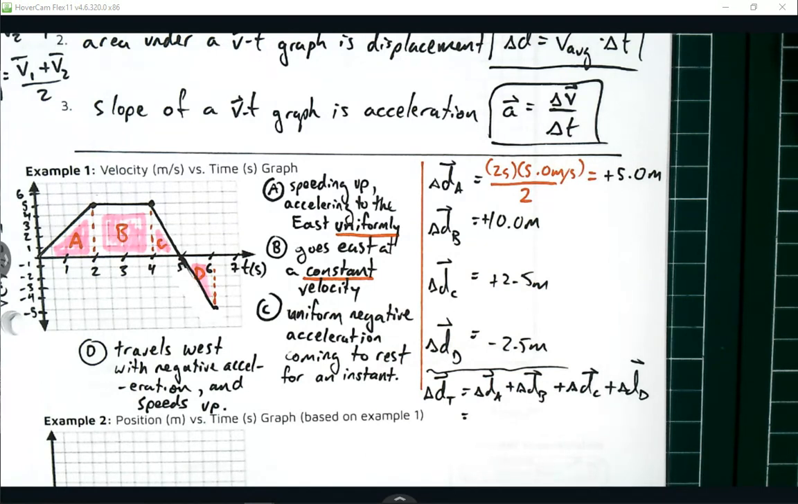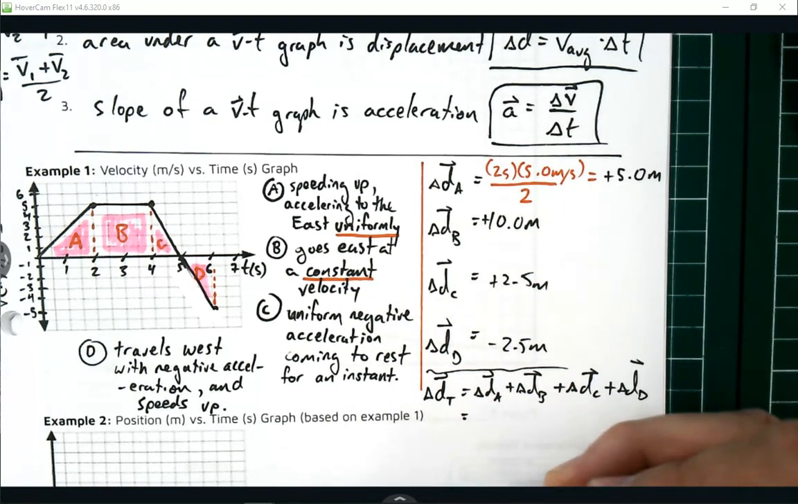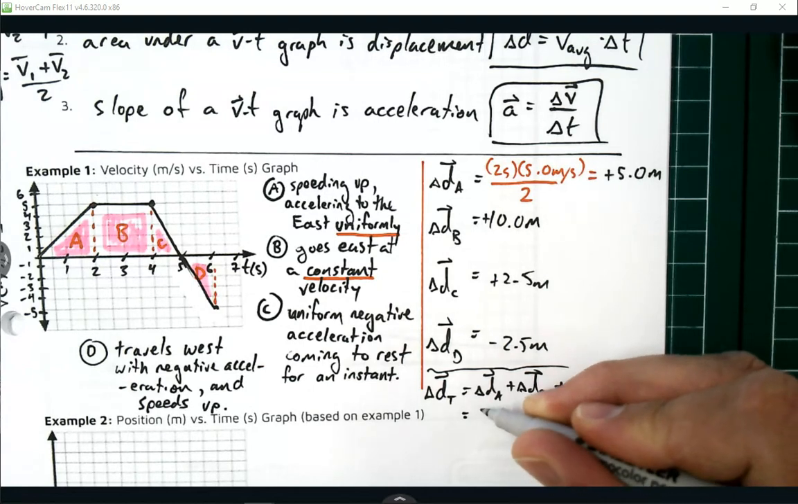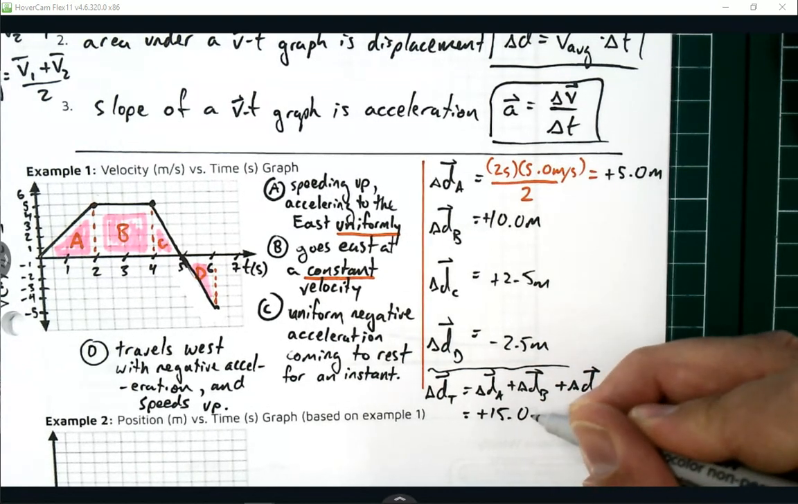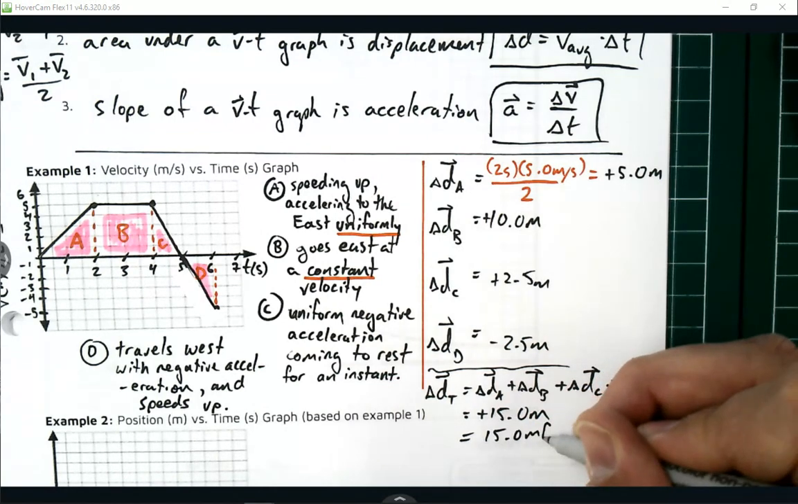Can you guys tell me quickly? Can you do this math? What's the total displacement going to be? Yeah, it looks like these guys cancel each other out. 50 meters. Sorry, 15 meters. Positive 15 meters, or we could say 15 meters to the east.